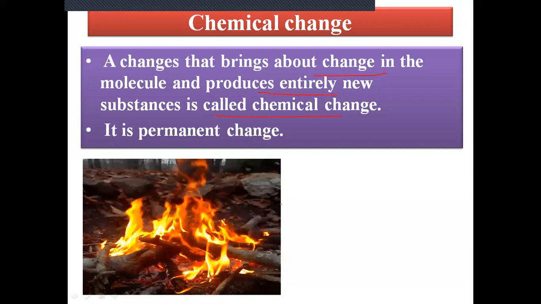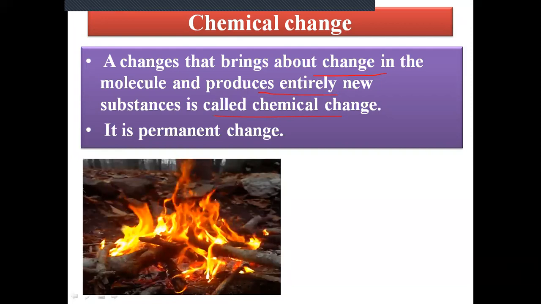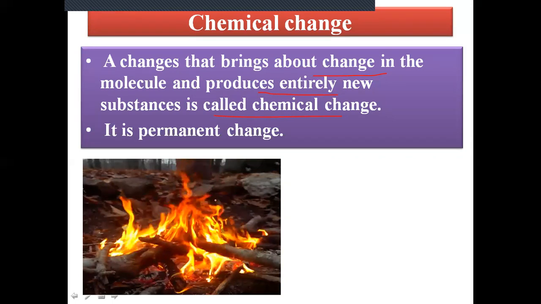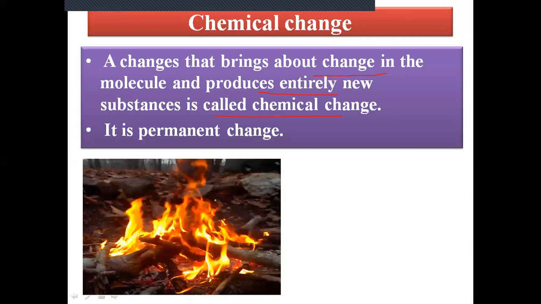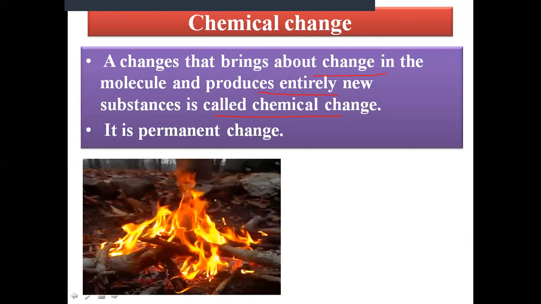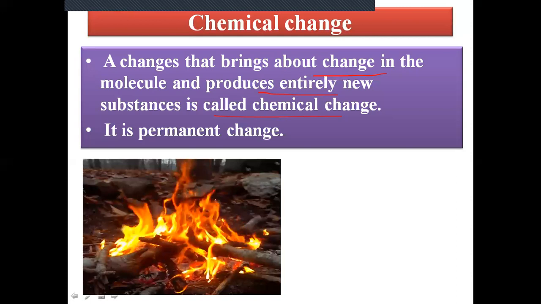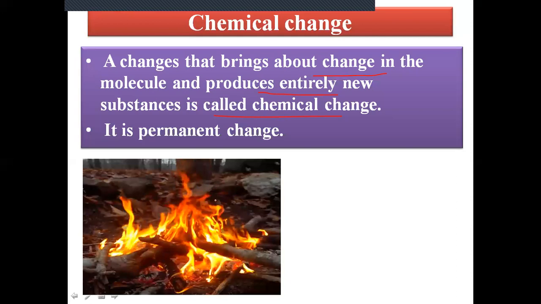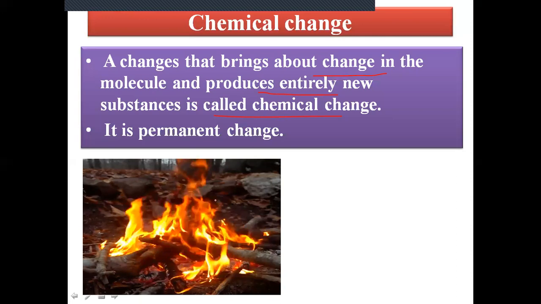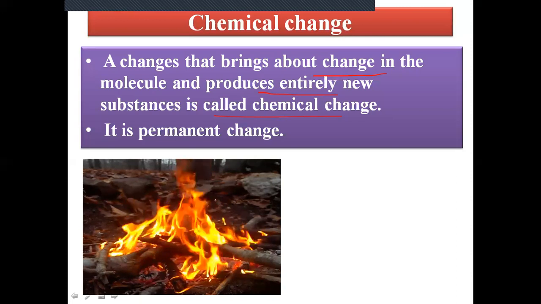For example, burning of firewood is also a chemical change. Why? Because when we burn that firewood, different substances like carbon dioxide, smoke, and ashes are produced. And from that ash and smoke, we cannot reverse it again. The carbon dioxide and ashes are different things from the firewood. That's why it is a chemical change. A new substance is produced.